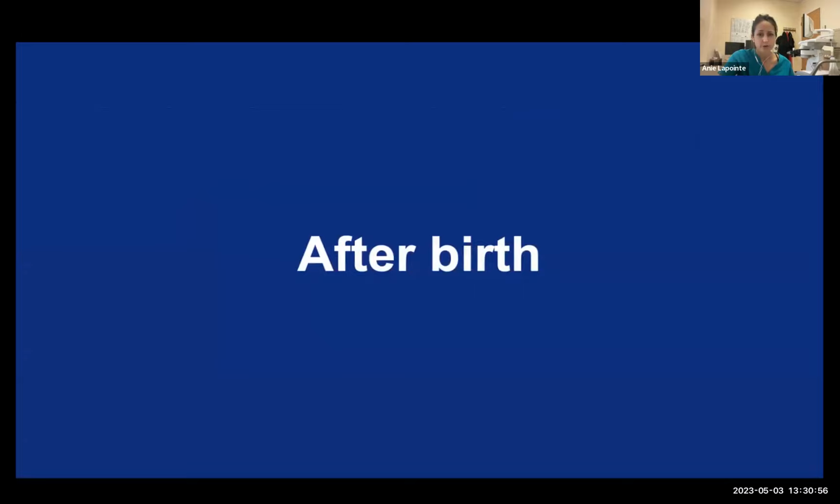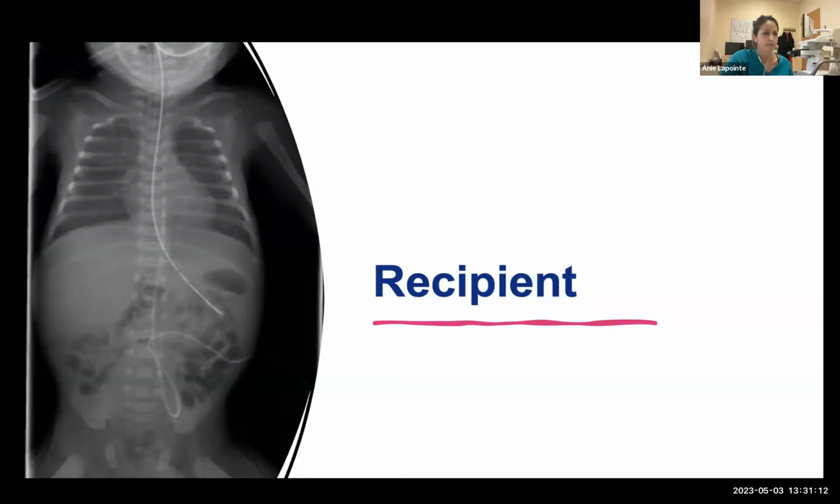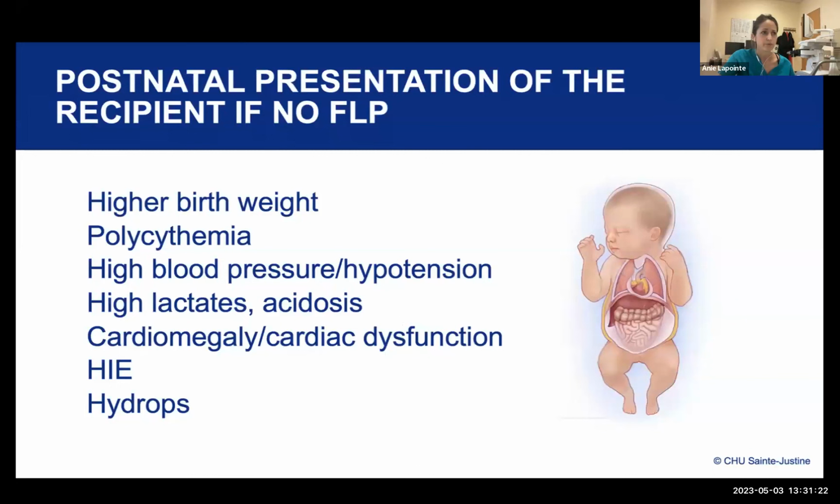That was mainly the in utero physiology that I think was important to understand. What we see postnatally takes its origin in the antenatal cardiovascular disturbance. After birth, the recipient is more often the sicker one. The recipient can present with a higher birth weight, polycythemia, high blood pressure or hypotension, high lactates, acidosis, cardiomegaly, or cardiac dysfunction. Maybe an HIE presentation if the transition after birth did not go well, or sometimes we can have a hydrops presentation.